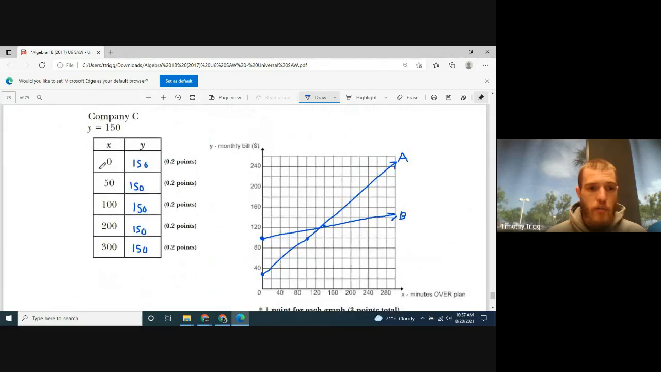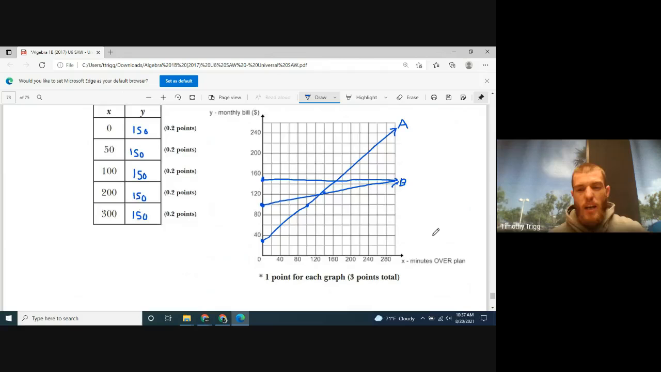Okay, and for cell phone plan C, it's just 0, 150. So 0, 150 would be like here. And then all the y coordinates are 150, so it's just 150 straight across like this. Okay. Again, hopefully your lines turn out nicer than mine. I'll put a C here.